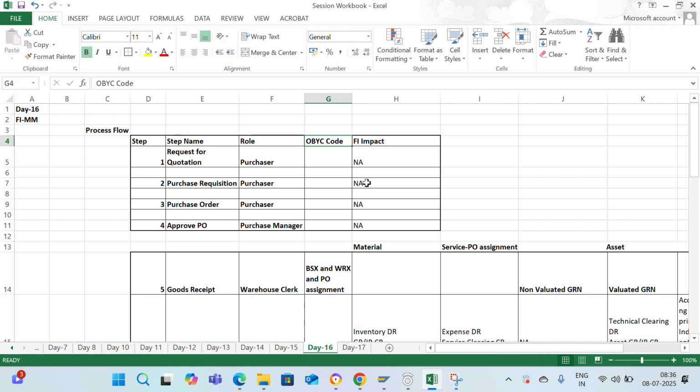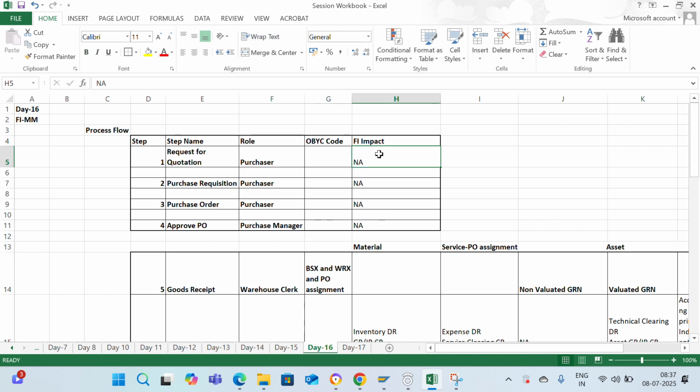Let us also try to remember, but which is not mandatory to remember as of now, the OBYC code. So the OBYC codes that are useful in procure to pay process or P2P process or MM process are BSX and WRX. If you can remember it, well and good. If not, there is no harm. We will see those things practically in the system.